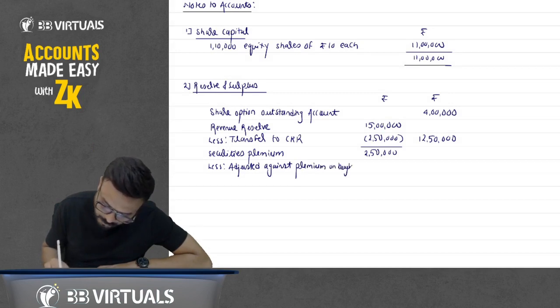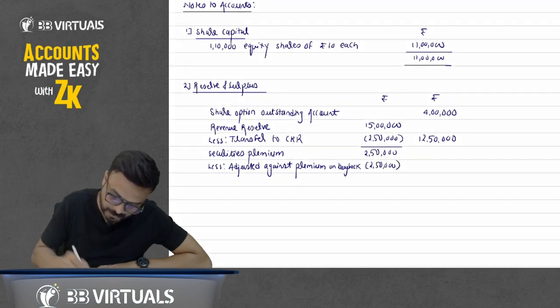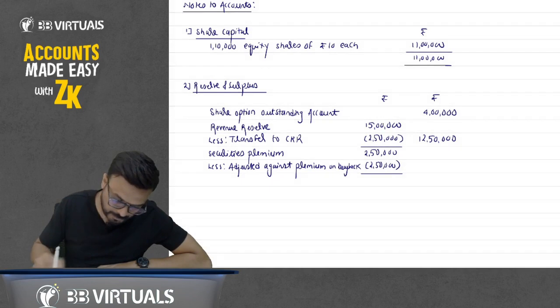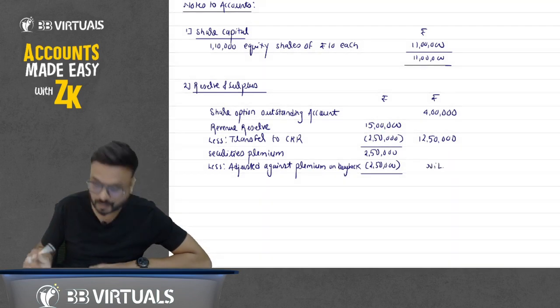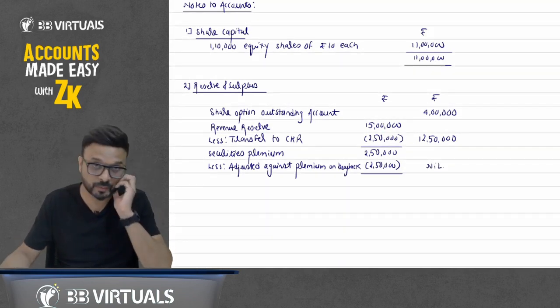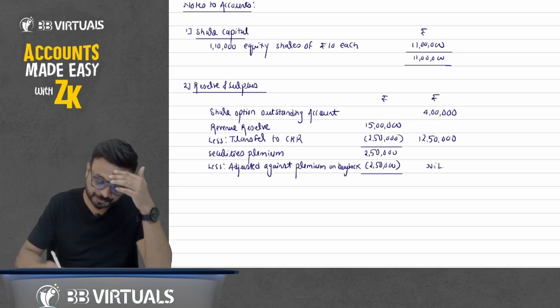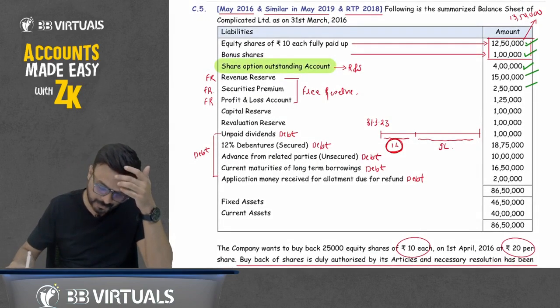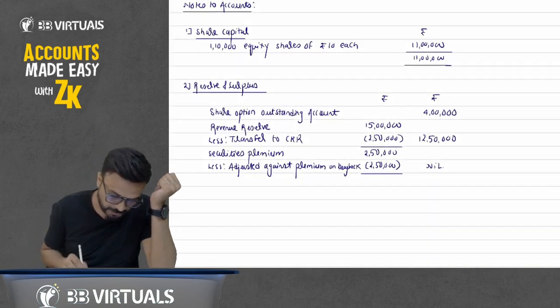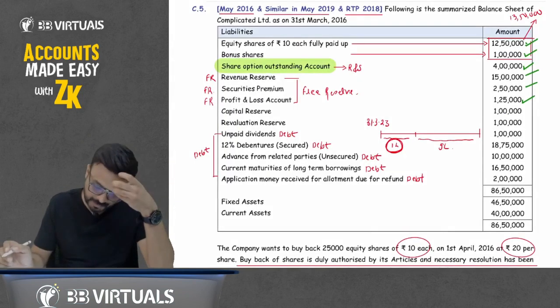Premium on buyback. How much is it? 2 lakh 50,000. So in the outer column, 0 will come. Okay. Next item here is profit and loss account, which is 1,25,000. So write down here: next item is profit and loss account.